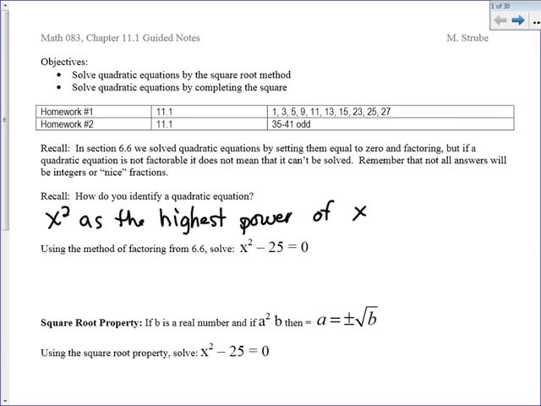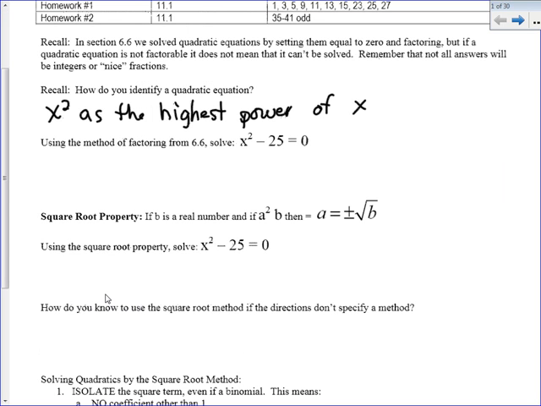So we've looked at that a lot. I've asked you over and over, what type of equation is this? If it had an x squared, hopefully you realized it was quadratic. So using the methods of factoring, from 6.6, we want to solve x squared minus 25 equals 0. So the first thing you need to solve by factoring has to be equal to 0. All right, we've got that. And then x squared minus 25. How would I factor x squared minus 25?